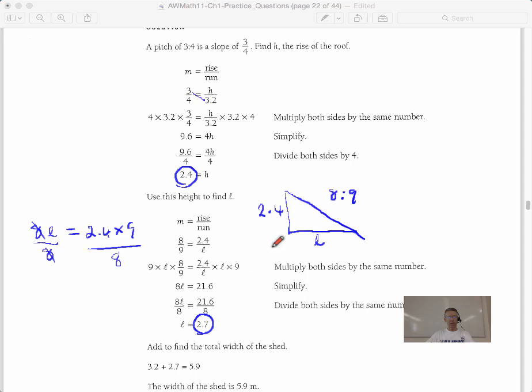So we have to add that to the other side of the house, which we were told was 3.2. So adding these together, we get a value of 5.9 for the width of the shed.